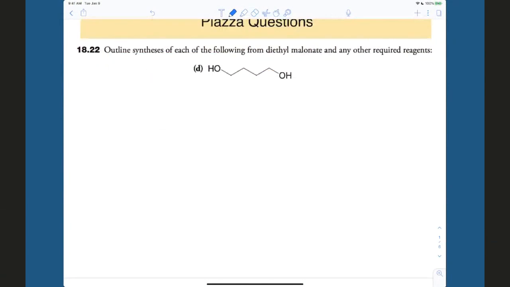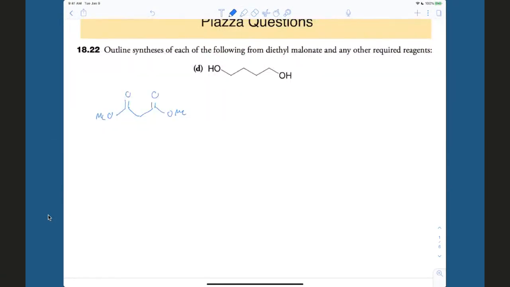So this is a question that says outline the syntheses of each of the following from diethyl malonate and any other reagent. So this is 18.22b. Since they say start with dimethyl malonate or diethyl malonate, it'd be the same either way. We want to figure out where this molecule fits with dimethyl malonate.